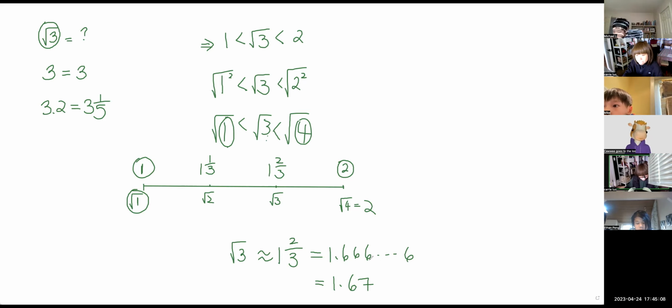Wait, Carrie, so square root of 3 is 1 and 2 over 3? Can you say it again? Sorry, Kelly, I cannot hear you very properly. Can you say it again? So square root of 3 is 1 and 2 over 3? Sorry, you have a piano, so can you say it again? Okay. So square root 3 is 1 and 2 over 3.